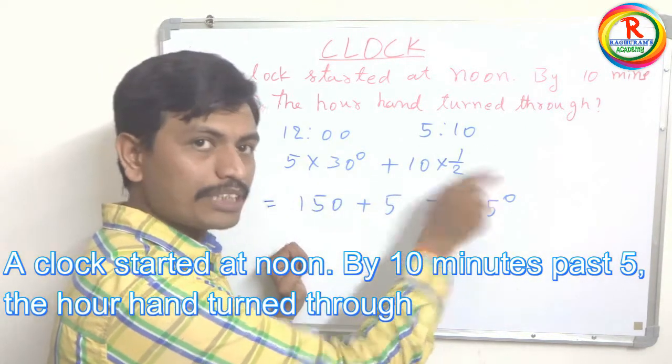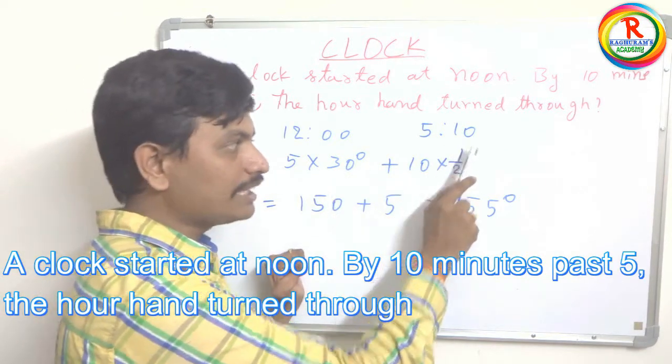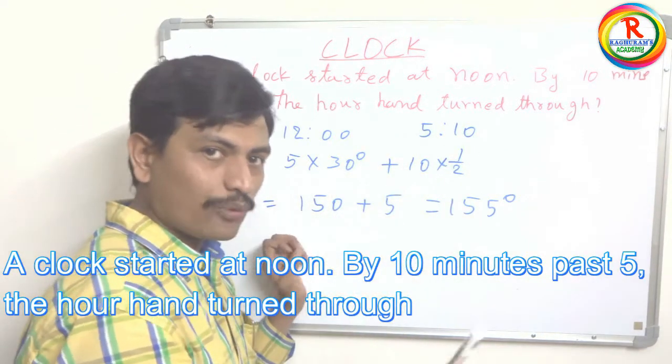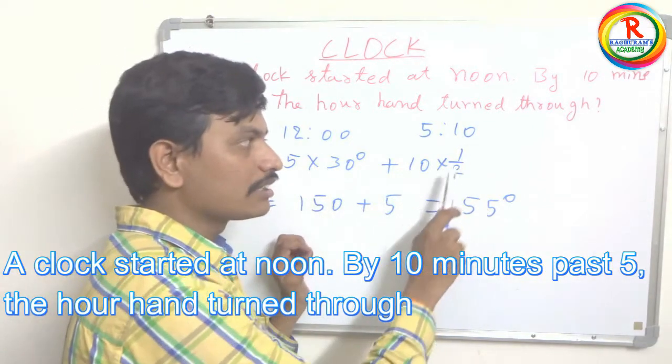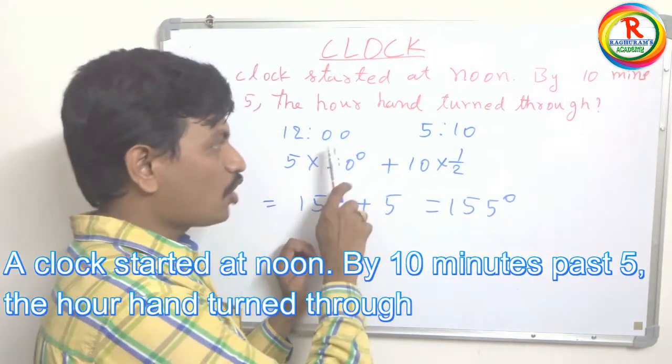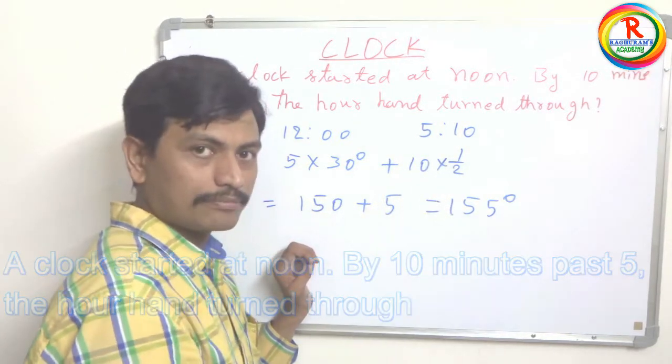So hours including minutes also. First, how many hours into 30 degrees? How many minutes into half? Because an hour hand in 1 hour moves 30 degrees, and in 1 minute it moves half a degree. So hours into 30 degrees, minutes into half degree. That will be the answer.